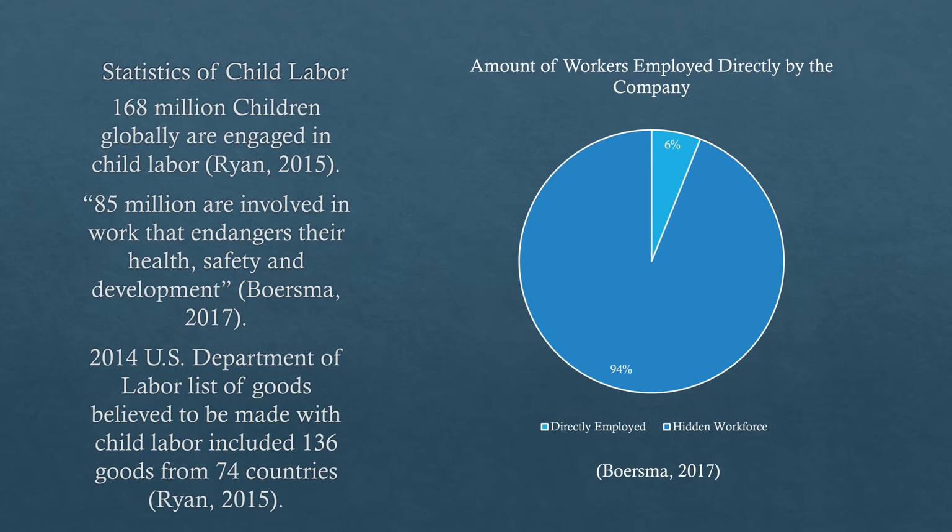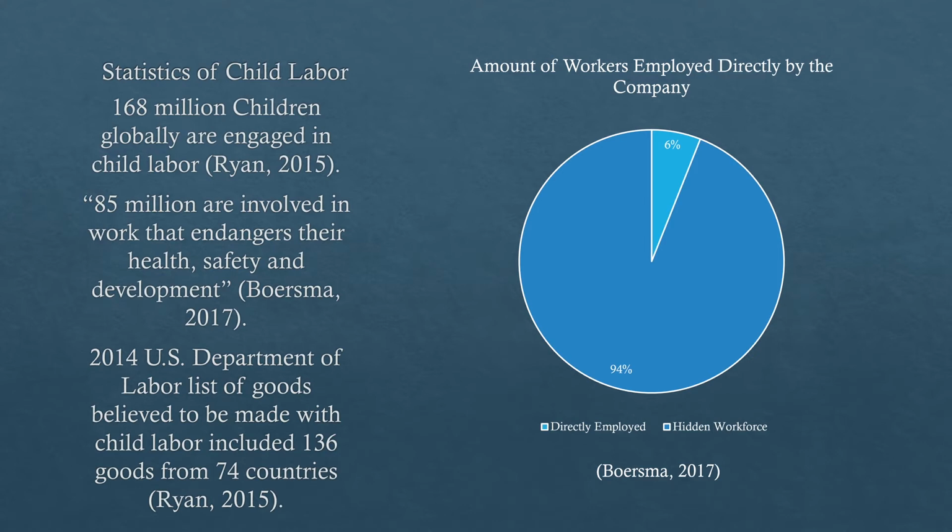This graph is about the amount of laborers that is directly employed, which is 6%, and 94% of the laborers are part of a hidden workforce, which is paid indirectly by the companies.